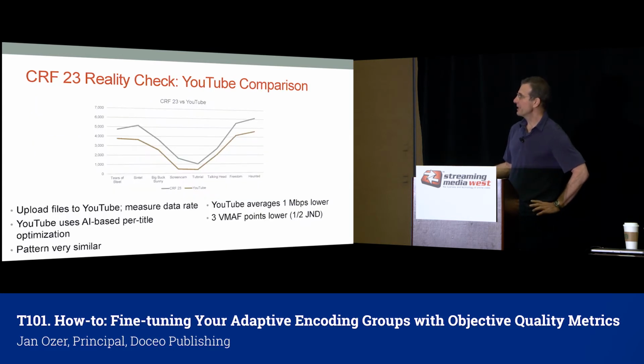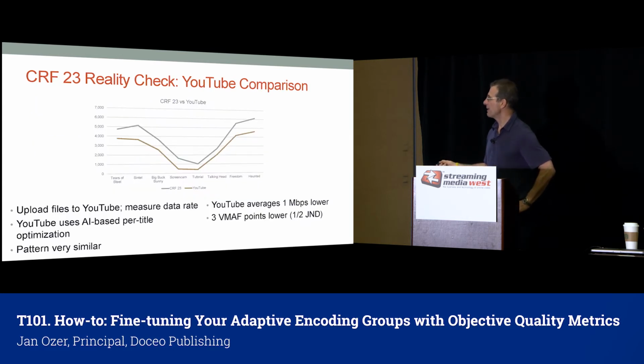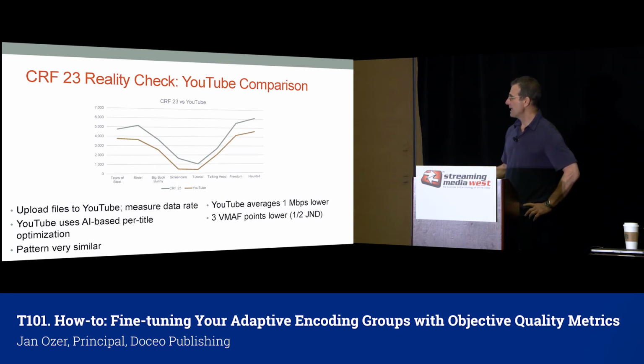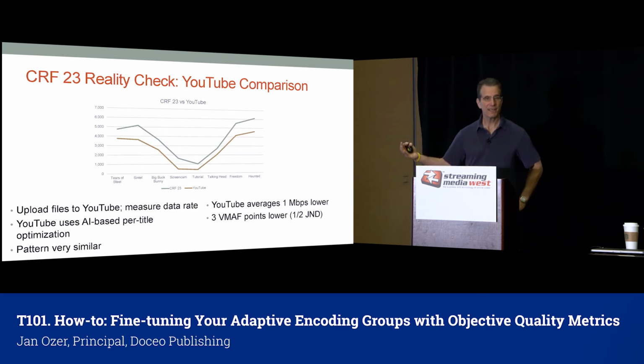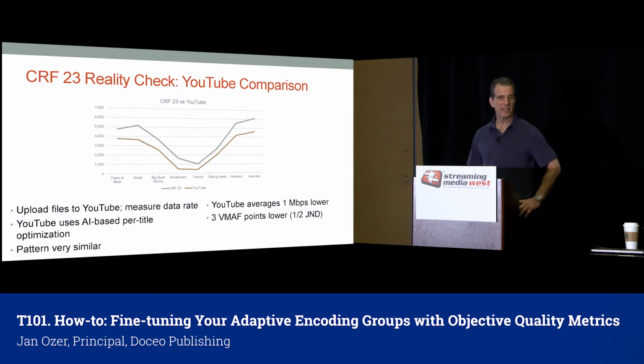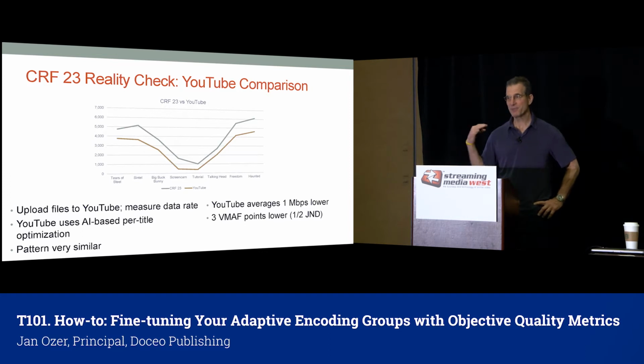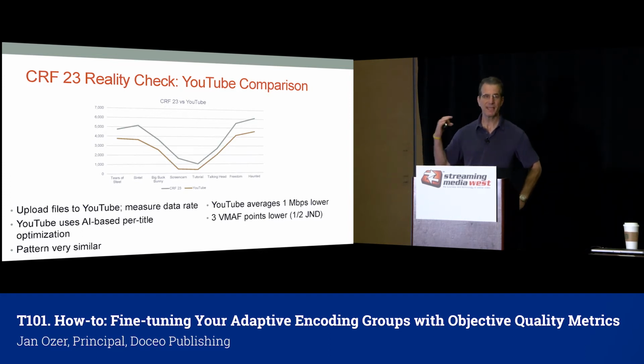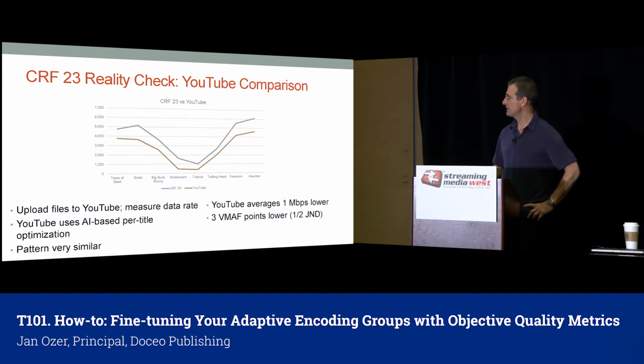Another reality check for CRF23 was I uploaded all the files to YouTube, then downloaded the 1080p file and measured the data rate. What we see is a very similar pattern. Brown is YouTube, CRF23 is this grayish color, and YouTube did the same thing that CRF23 did. YouTube has a very sophisticated machine learning, artificial intelligence-based encoding scheme. CRF23 pretty much did the same thing, though it was 1 megabit per second higher.